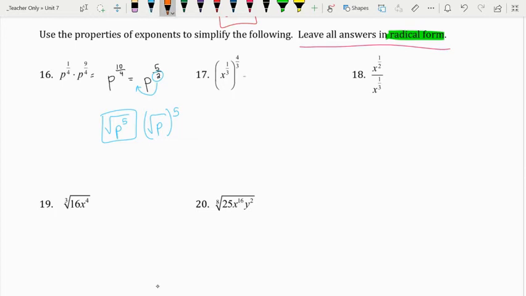For number 17, ones like this, we are multiplying the exponents. So we have x to the 4 over 9, which I can't reduce at all. So I'm just going to take that 9 and put it in front. So we have the 9th root of x to the 4th.